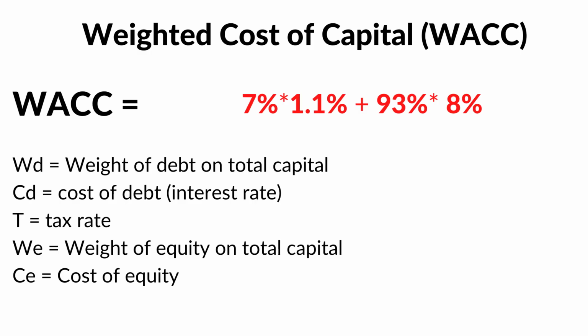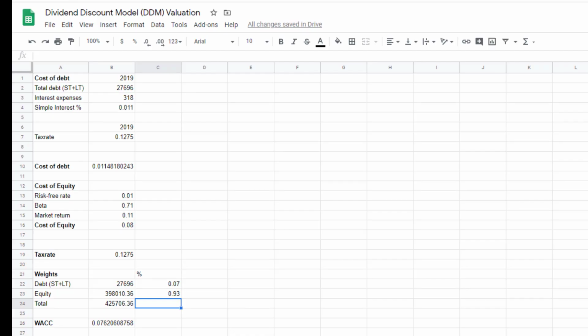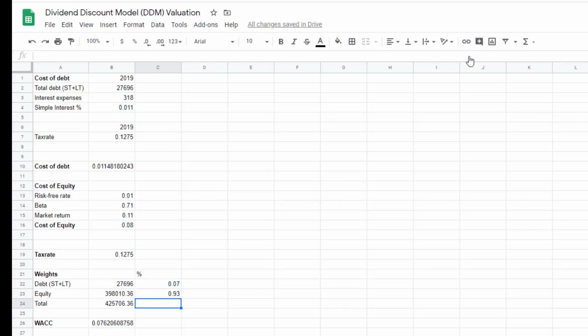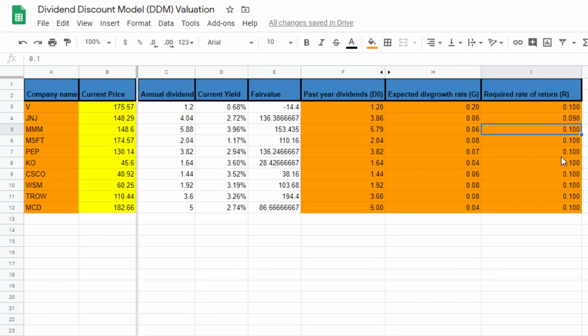So now back to our formula of the weighted average cost of capital, and we plug those numbers in. So the 7% weight for the debt and the 93% weight of equity. If we calculate that formula, we get a weighted average cost of capital, WACC, of 0.076 or 7.6%. Now we go back to our dividend discount model and we plug those numbers in for Johnson & Johnson. Phew, that took a bit of work, I know. But it goes faster once you get the hang of it.